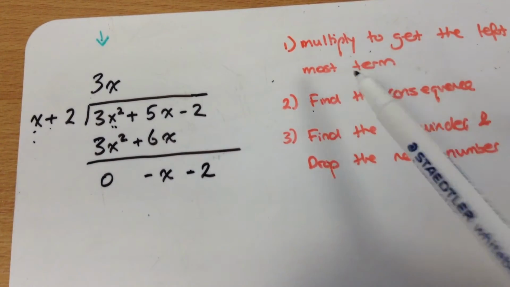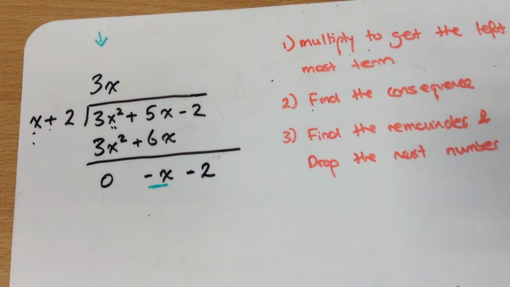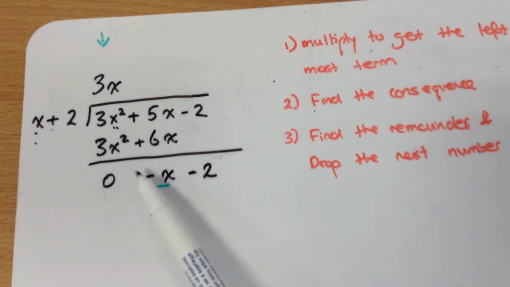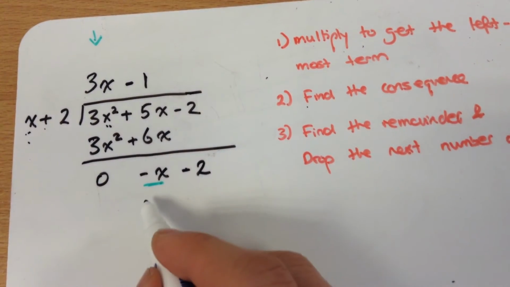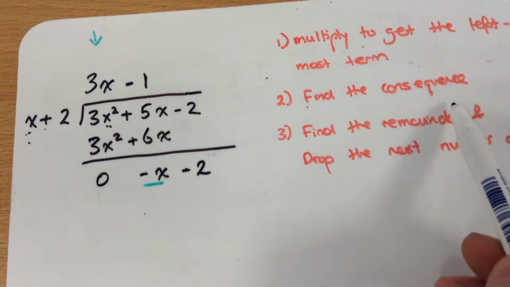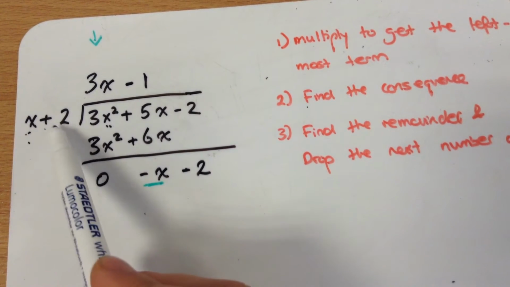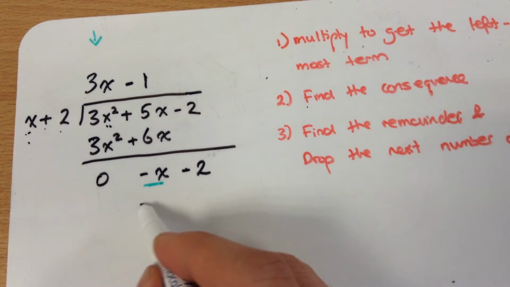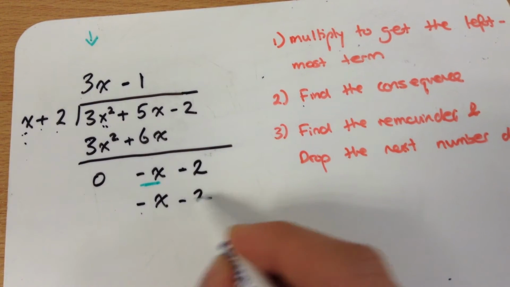So again, we multiply to get the leftmost term. This time, the leftmost term will be your minus x. So we're looking at what times x gives me minus x. Comparing x and minus x, the difference is a minus, in which case you then have to do minus 1. Minus 1 times x gives me minus x. Once you have multiplied to get the leftmost term, you then need to find a consequence. The consequence of having minus 1 here means that I have to do minus 1 times x plus 2. Minus 1 times x gives me minus x. Minus 1 times positive 2 gives me minus 2.